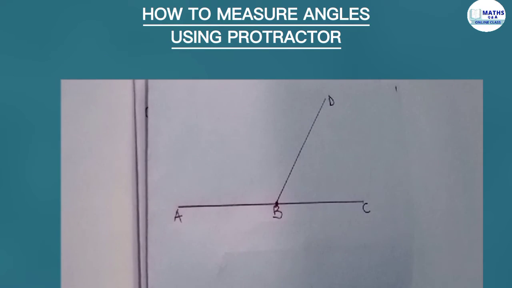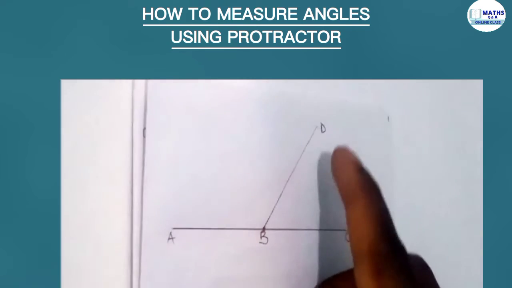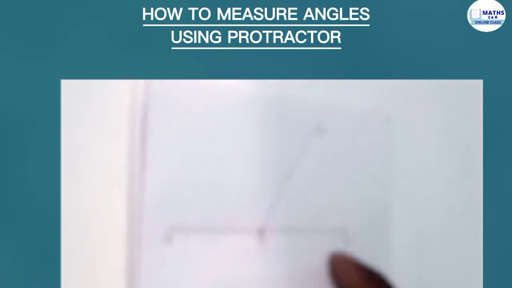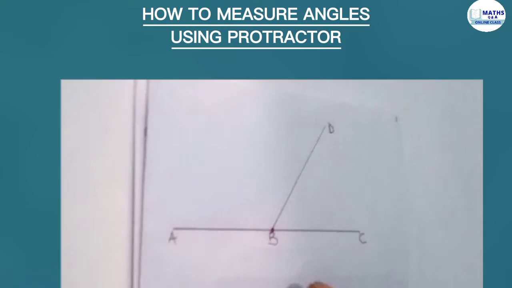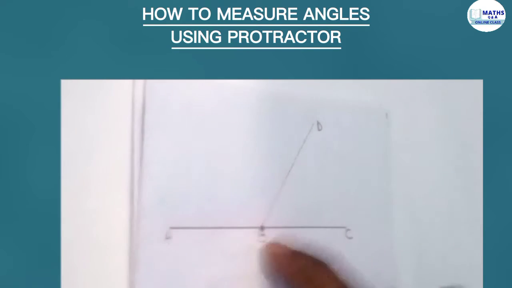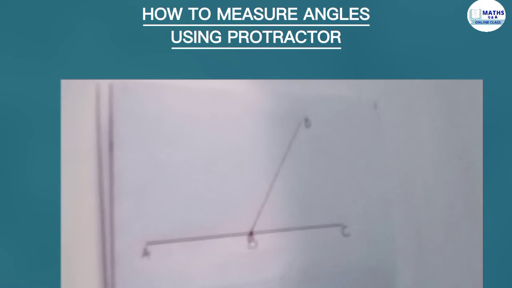Now we are taking this angle as an example. If we have this angle, now this is D, B, C, and then A. We want to measure the angle at this side, which is angle CBD, right? If you want to measure this angle, the step says that first you locate the hole or the center hole at the straight edge of the protractor.